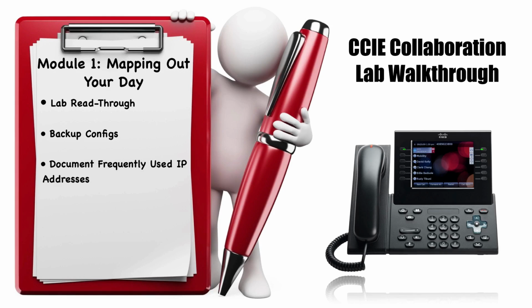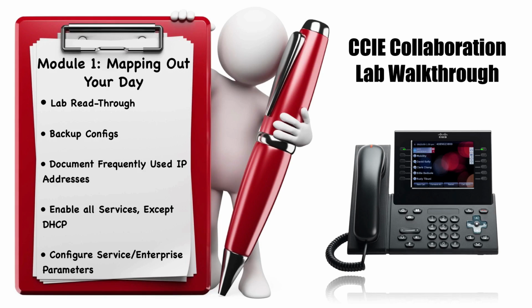Then we went into our Communication Manager servers and we enabled all of our services except DHCP, trying to prevent a premature registration of our IP phones. Then we went in and set up a collection of service parameters and enterprise parameters. Now that we've done this, which in the real lab should take well under 30 minutes, I know this video was well over 30 minutes, but that's because I did so much explanation as we were going through. I'm thinking around the 20 to 25 minute mark maximum. We should have all of this done and we're ready to start our tasks. And we'll start our first task in our next video.